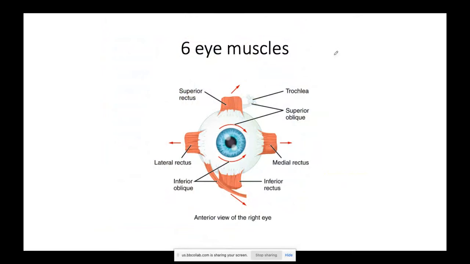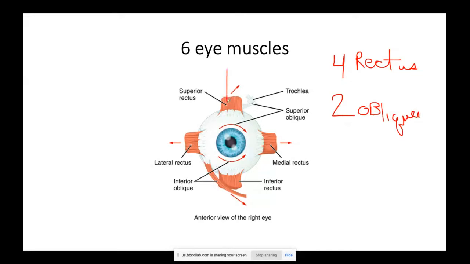So there are actually 6 muscles. 4 of them are rectus muscles. They have the term rectus associated with it. And then 2 of them are obliques.